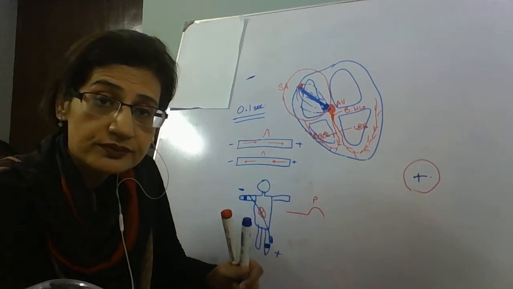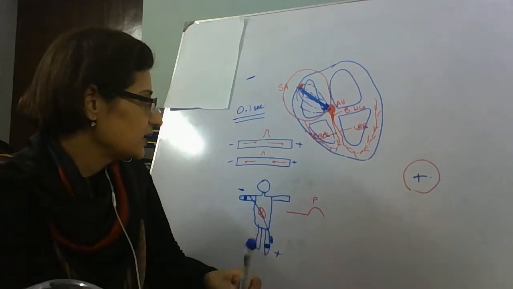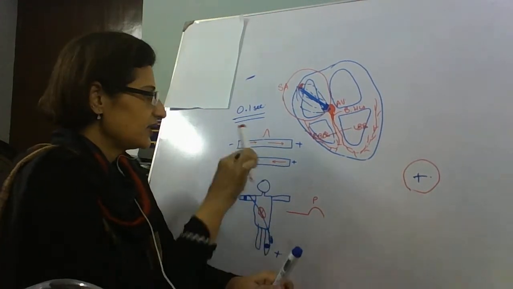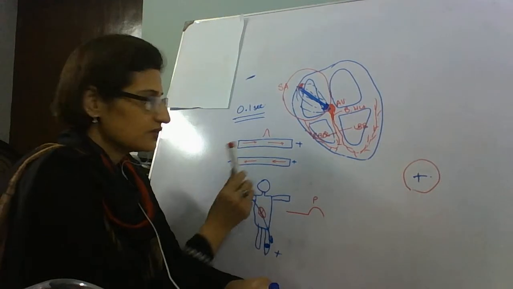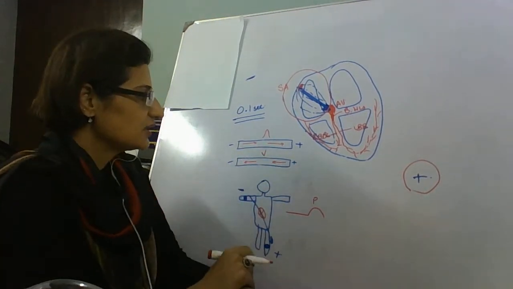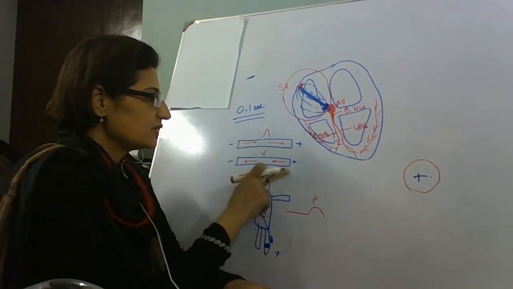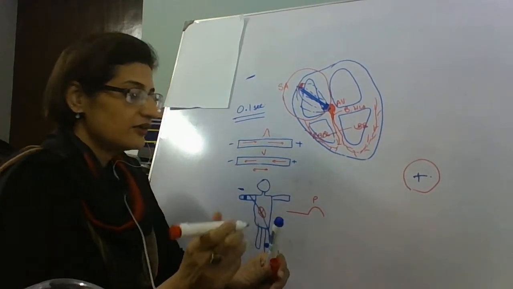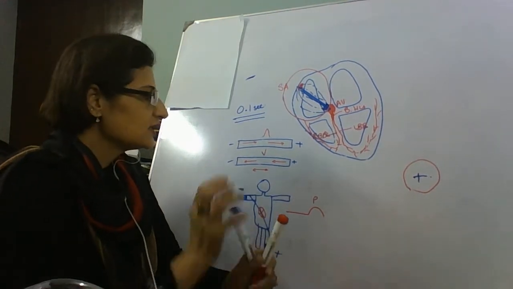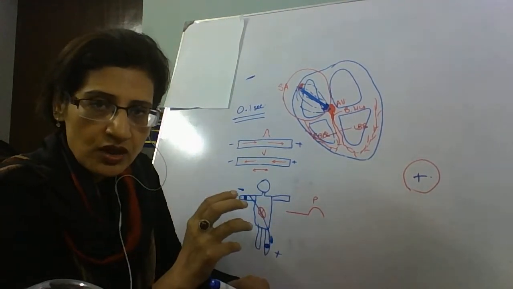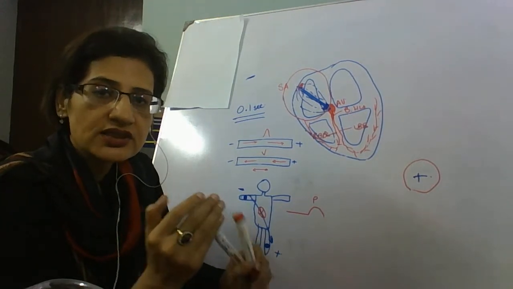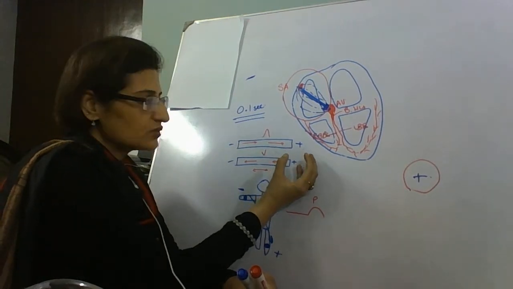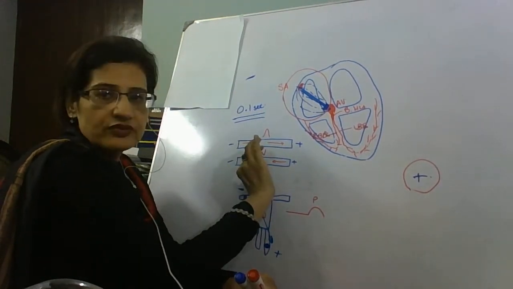So I told you last time that one is a positive deflection when the flow is from the negative to the positive. The other is the negative deflection when the flow is from the positive to the negative. And then there is an isoelectric or a flat line when either the conduction is too slow or the conduction is in such a way that it falls perpendicular. So there are equal impulses going from here and equal impulses going from there.